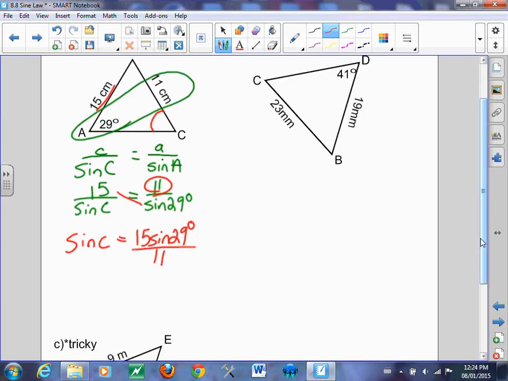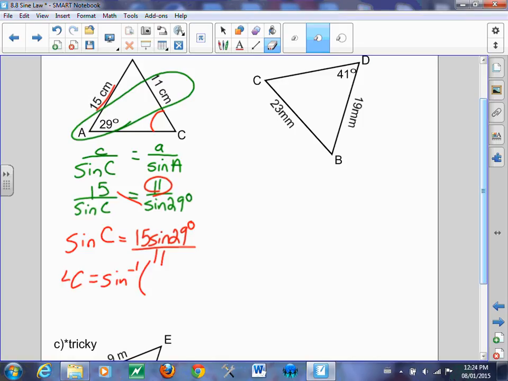I apologize, folks. I need to have a capital C here instead of a lowercase c. So put capital C. And ladies and gentlemen, to find angle C, you have to use the sine inverse of this whole fraction in your calculator. Plug her in. Angle C equals 41 degrees. All right. Great.